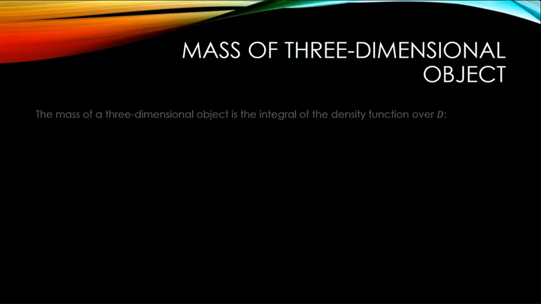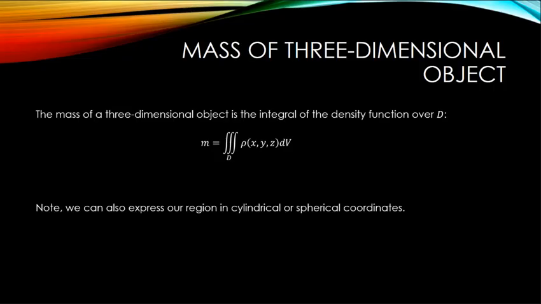The mass of a 3-dimensional object is the integral of the density function over D, so that m is equal to the triple integral over D of rho of x y z dV. We can also express our region in cylindrical or spherical coordinates, and everything will work the same, with the exception that we have to pay attention to what happens with my dV differential when I switch between coordinate systems.